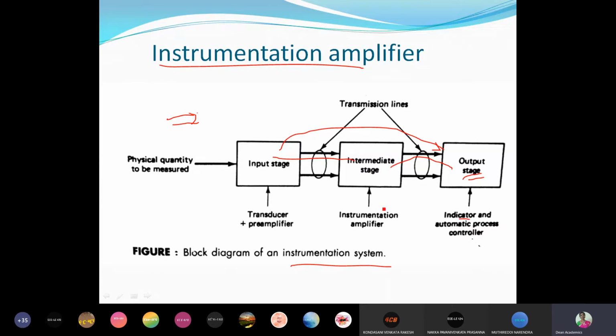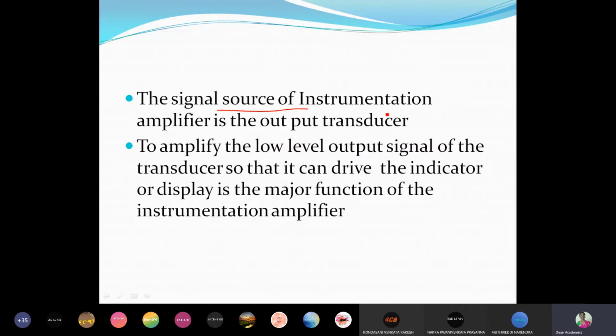So this instrumentation amplifier's main role is to amplify the output coming from the transducer, right? Because the output of the transducer cannot drive the indicator or display devices, some amplification is required. In such cases we go for this instrumentation amplifier. The signal source of the instrumentation amplifier is the output of the transducer, right? So what is the signal to the instrumentation amplifier? It is the output of the transducer.